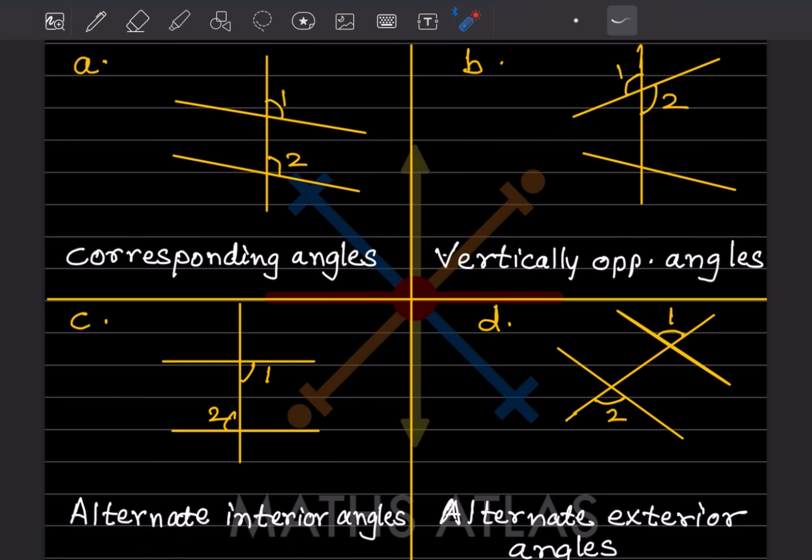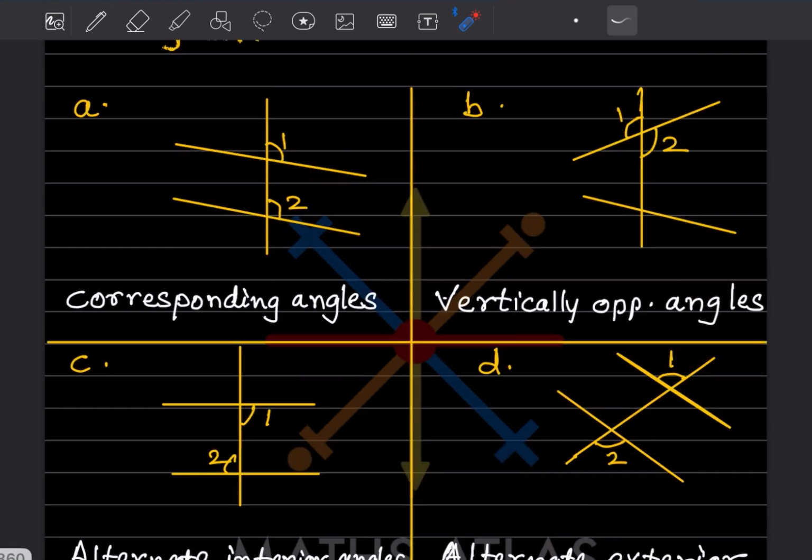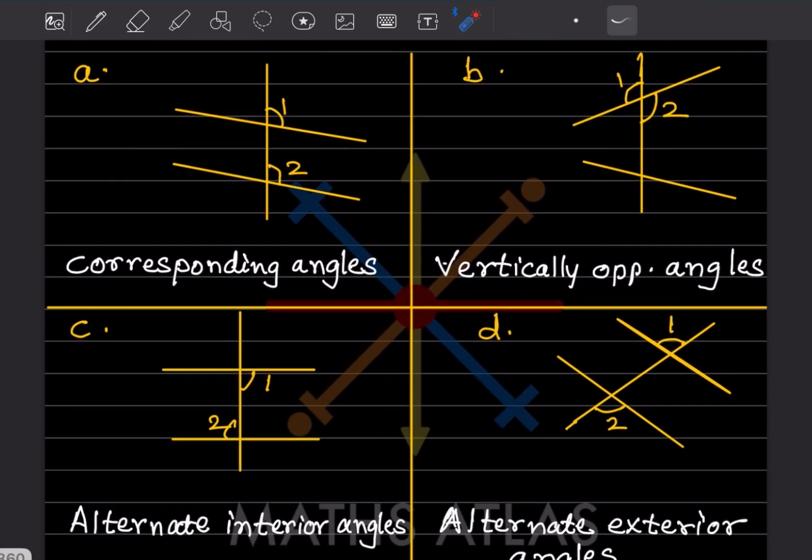Now can you see here? This is the transversal, these are the parallel lines. This angle is on one side of the transversal, this is on the other side. These are outside, so we can say alternate exterior angles. They have asked for the alternate interior angles, so this one.